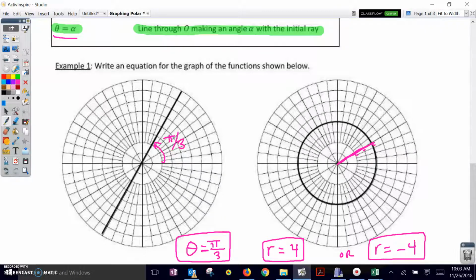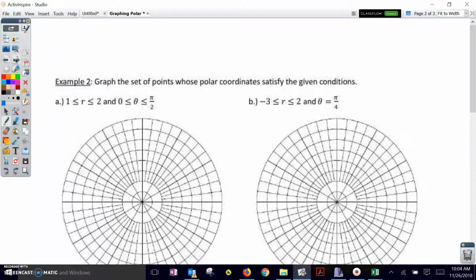By the way, there were actually an infinite number of equations that I could have written for this first one. We could have written theta equals pi over 3. If we count around, that's also theta equals 4 pi over 3, or 7 pi over 3, or 10 pi over 3. You know, there are literally an infinite number of equations that we can write for that. I normally try and keep it simple and stay with the most basic one, which is why I chose theta equals pi over 3. Alright, in this next example we're going to graph some sets of points.